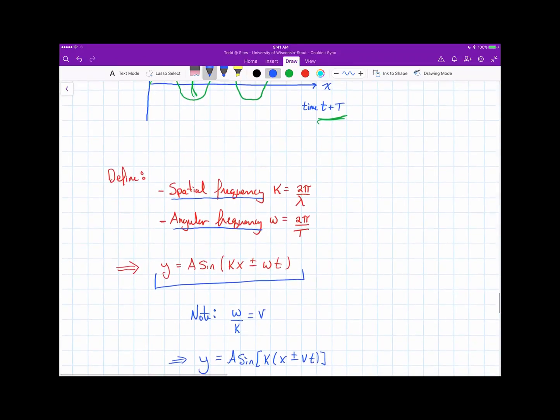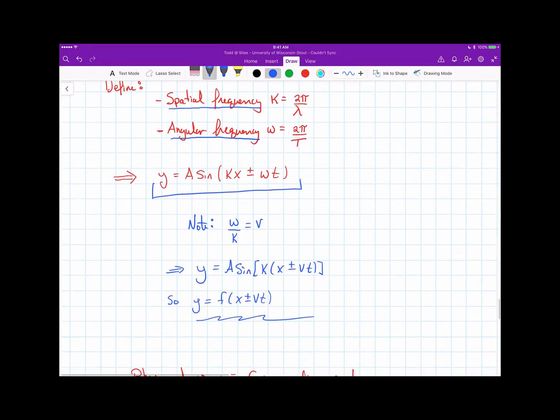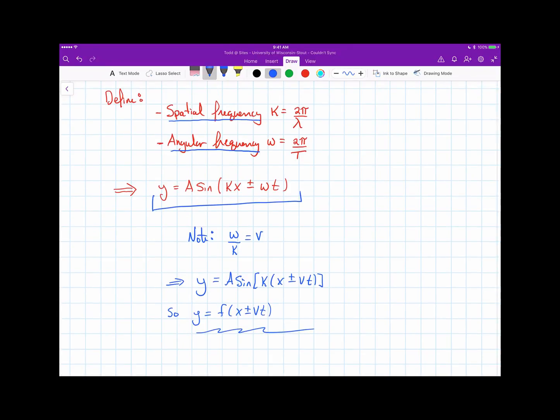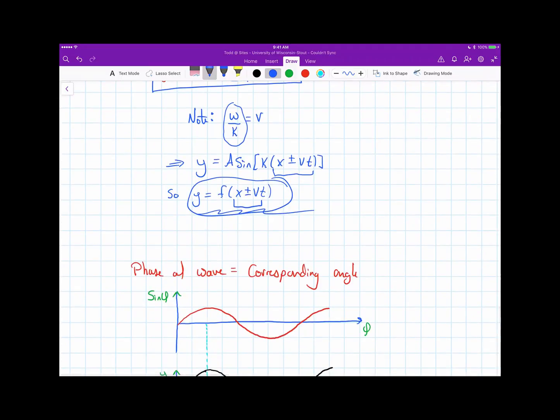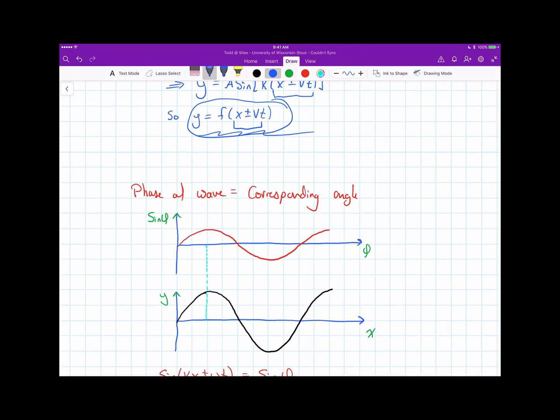Now, one thing we should just double check is that we're still going to satisfy the wave equation. So one thing to keep in mind is that the velocity of the wave is actually omega over k. And so with that, we can rewrite our function by factoring out a k from both of these terms as k times x plus or minus vt. In other words, we still have a wave. We still have something that's going to satisfy the wave equation because the argument is still x plus or minus vt.